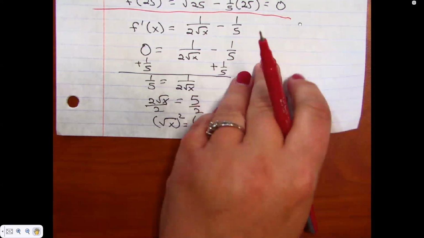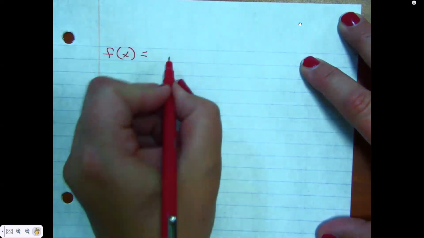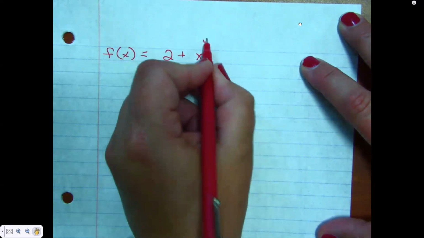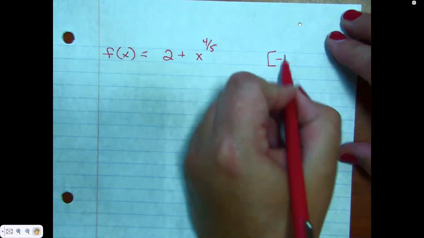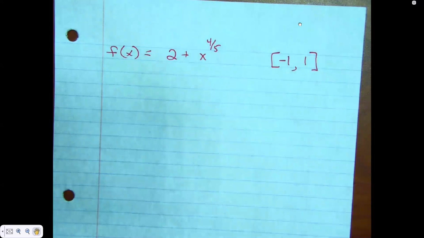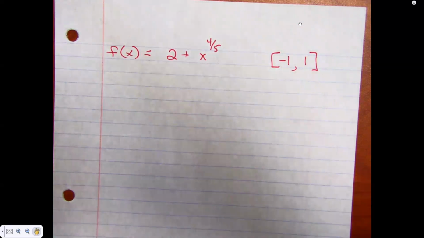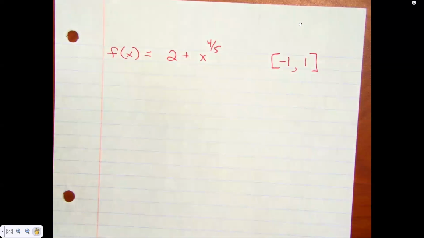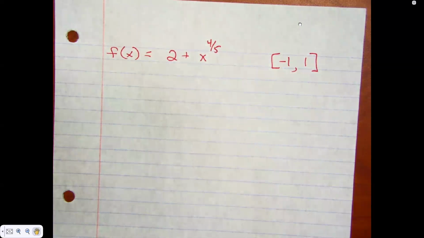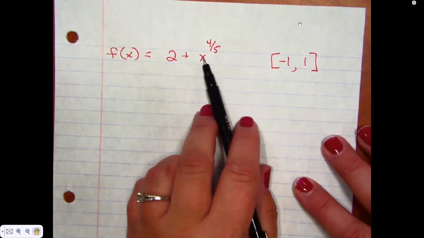All right. How about f of x equals 2 plus x to the 4/5, and we're going from -1 to 1. Do you like that better? Yeah, that's a little better. Okay. All right, a 5th root, everything's good to go.